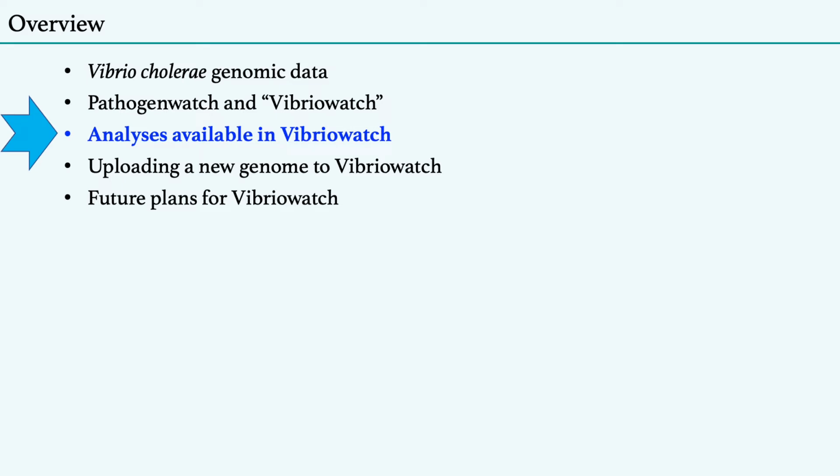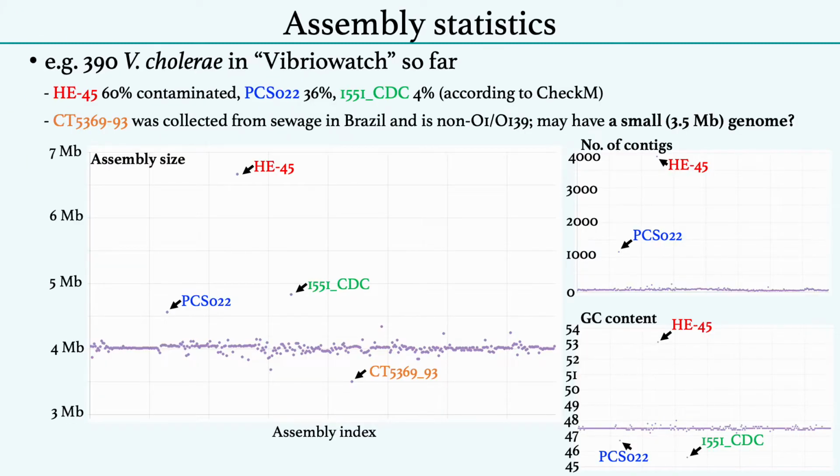Next, I will explain some analyses that can be carried out on the Vibrio Watch website, both of the 390 genomes already uploaded, but also of genomes that you upload yourself into your private space in the Vibrio Watch website. One of the simple analyses that Vibrio Watch provides is some statistics on the assemblies. This can be useful to identify anomalous assemblies that may be contaminated or may represent very diverged Vibrio cholerae.